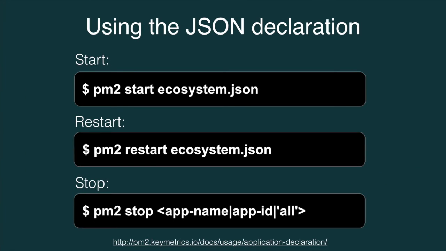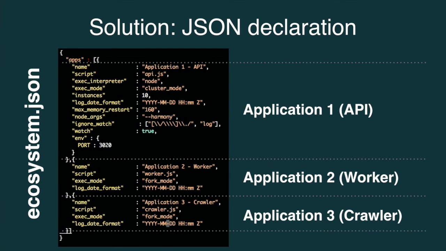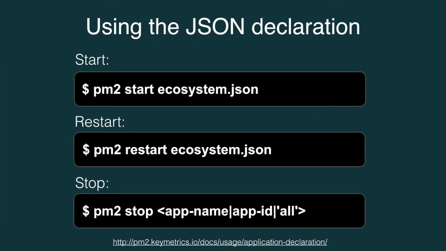And after, it's seamless to use, like JSON declaration. I call it ecosystem.json. So after, if you want to start all this application, you just do PM2 start ecosystem.json, and it will pop up all your processes, and you will be able to list them and do all the commands that are useful for other Node.js applications. After, you can do PM2 restart ecosystem.json, and you can stop it, as always.